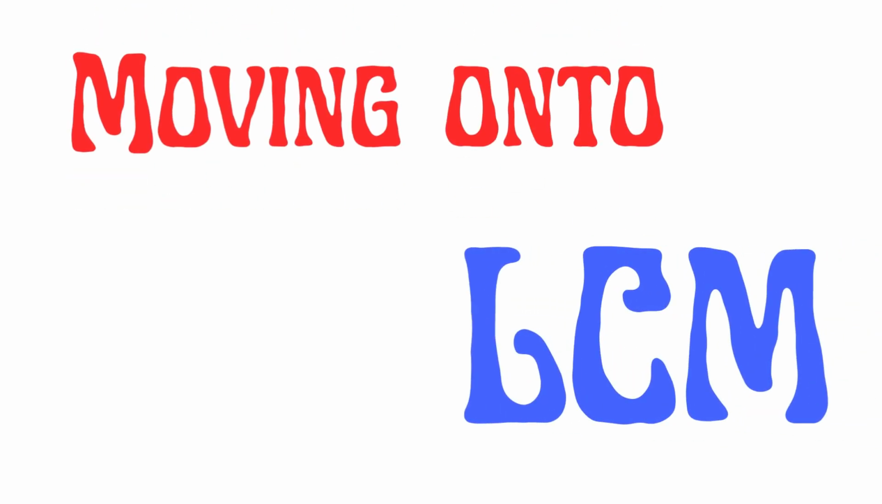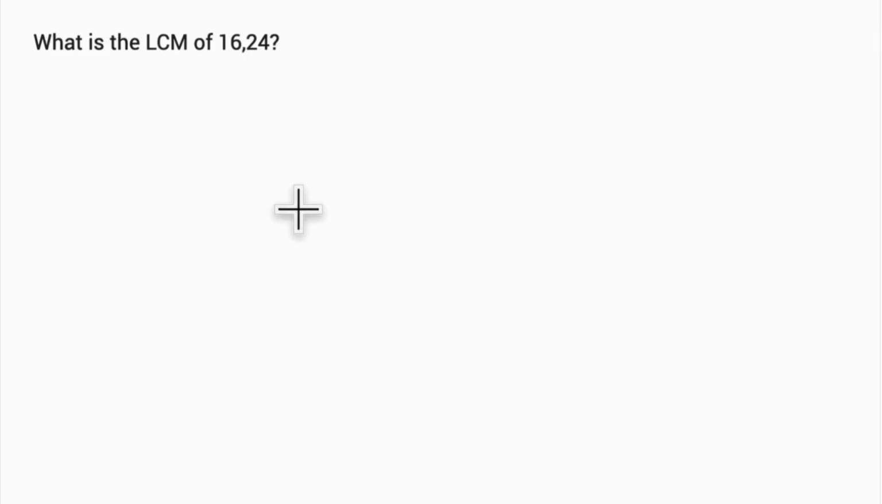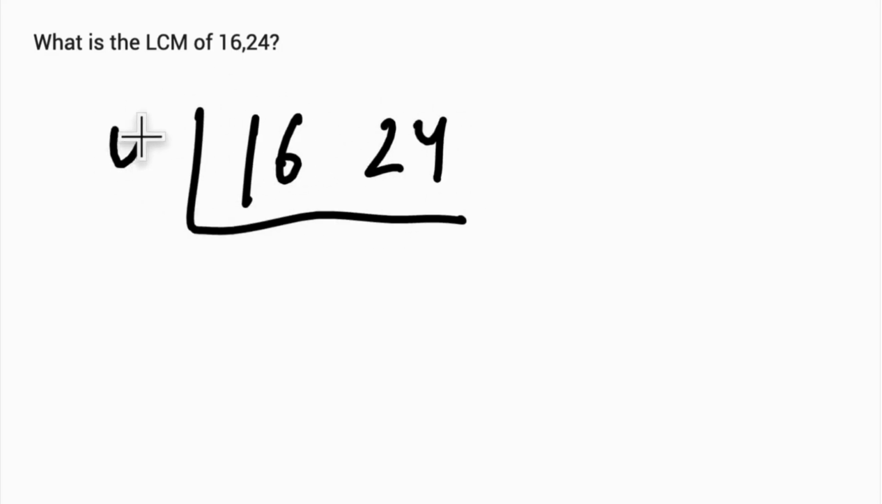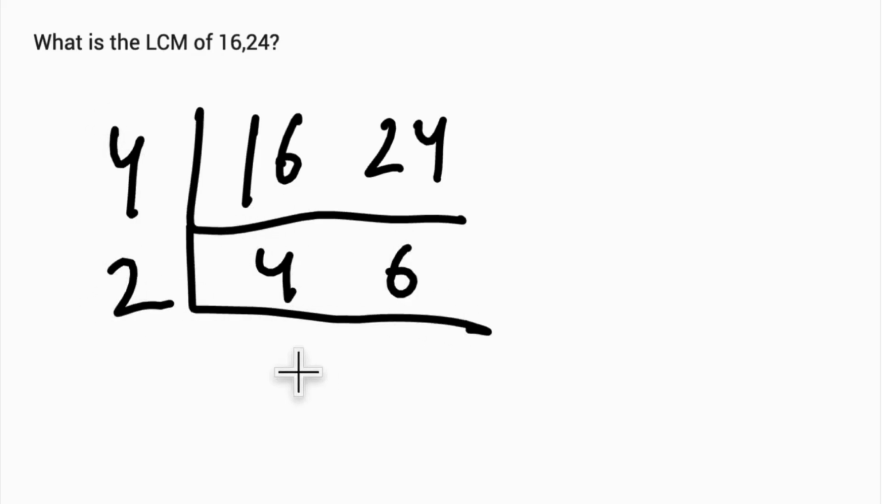Moving on to LCM. Let's go back to the first question with the numbers 16 and 24. But now, instead of finding the GCF, we're finding the LCM. But it's pretty much the same, just a few steps at the end. So 16 and 24 starts the same. Find common factors. So 16 divided by 4 is 4. 24 divided by 4 is 6. Keep going. 4 divided by 2 is 2. 6 divided by 2 is 3. So now this is where it changes.